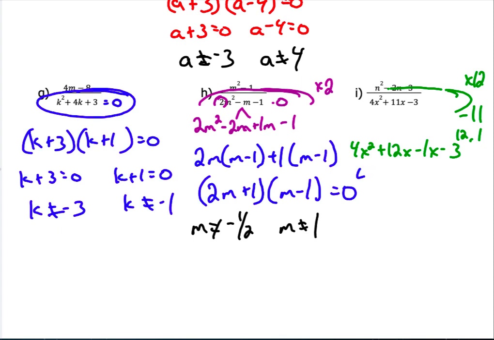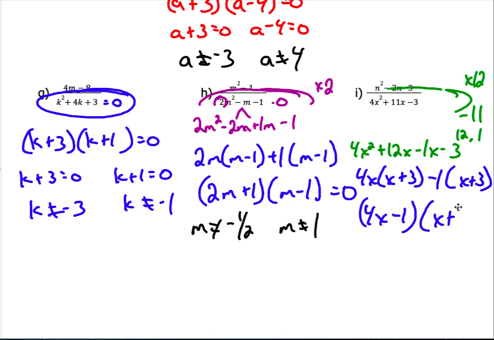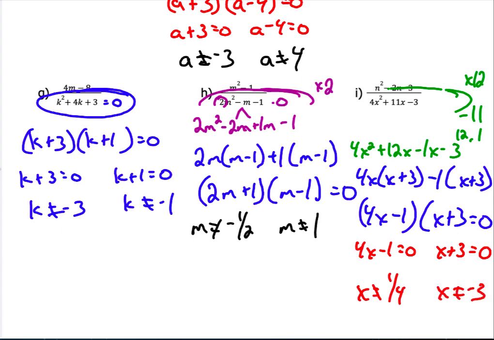So factor by grouping, so I can pull out a 4x and I get x plus 3. Here I know I want to get an x plus 3, but right now I have a minus 1x and a minus 3, so I can factor out a negative 1. So I get 4x minus 1 and x plus 3 is equal to 0. Set them each equal to 0. 4x minus 1 is equal to 0. X plus 3 is equal to 0. So x can't be 1/4, and x can't be negative 3. Those are my excluded values. So we're kind of putting our factoring skills and our excluded value skills all to work.